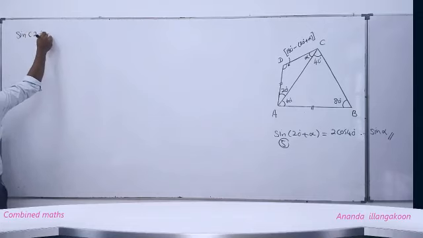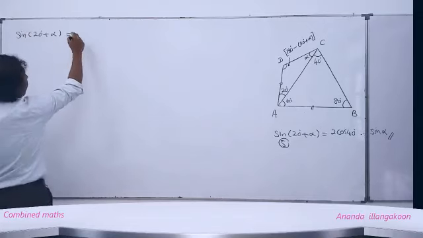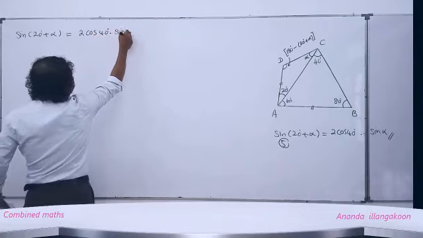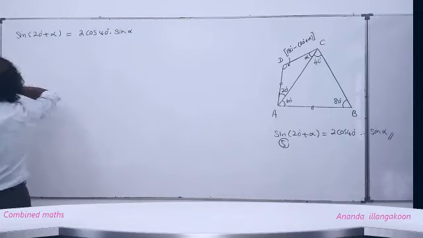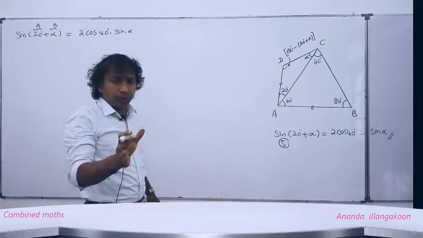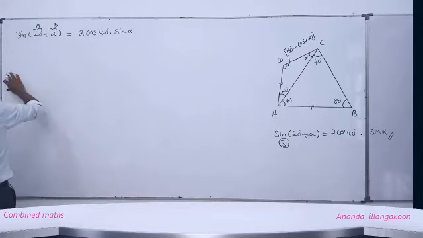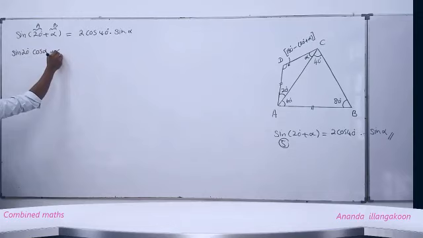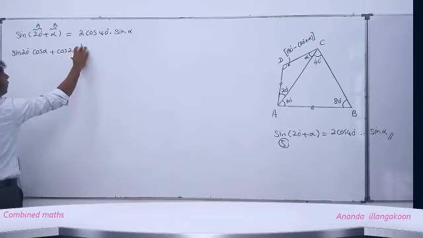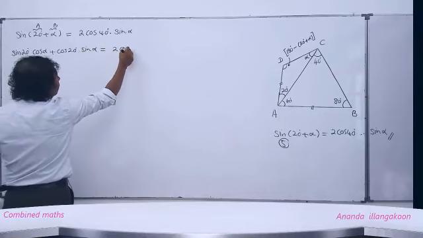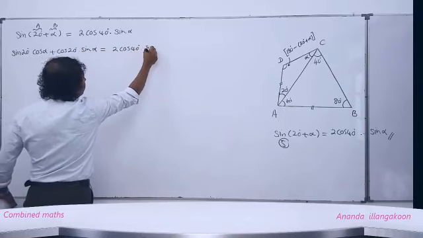Sine 20 plus alpha is equal to 2 cos 40 sine alpha. Then this is your A angle, this is your B angle, sine A plus B. What is that, people? Sine A cos B plus cos A sine B. Sine A means sine 20, sine A cos B plus cos A sine B means sine alpha, equals to cos 40 into sine alpha.